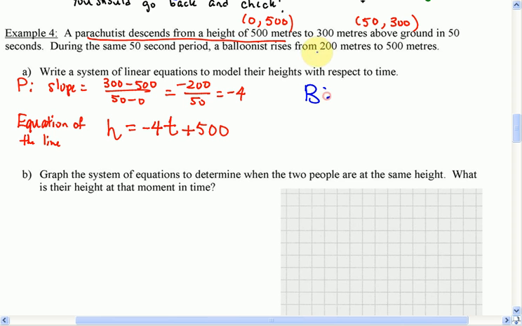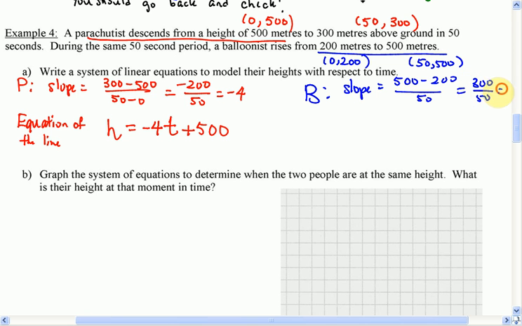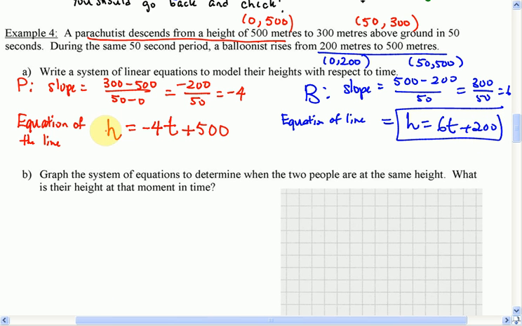Then we got the balloonist. He rises from 200, so he's starting at 200, and after 50 he's at 500. So the slope for this gentleman or this lady, 300 over 50, which is 6. And then I think the equation of this line, how about h equals 6t plus 200. Okay. So here are your two equations, and guess what I want you to do next? Graph them out.